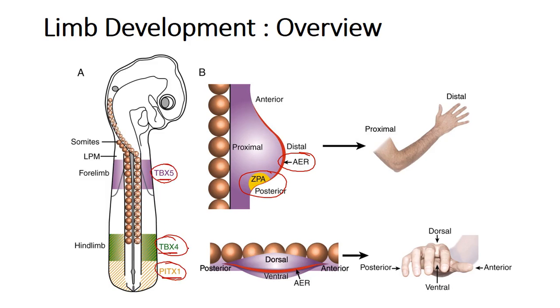Mainly TBX4 and PITX1 work together for the formation of the hindlimb, and TBX5 works alone for the formation of the forelimb. TBX is a short form of T-box, and the set of genes are known as T-box genes, ranging from 1 to 28, 30, even more than that.